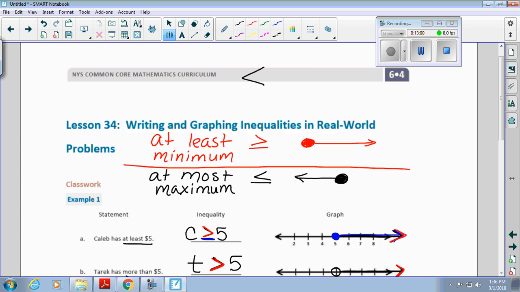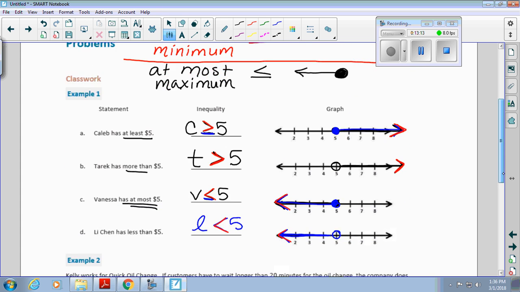Less than is going to be an open circle, and again, the arrow points in that direction. Greater than, we're looking for numbers that go to the right and are bigger. So that's kind of your key when you're doing this.